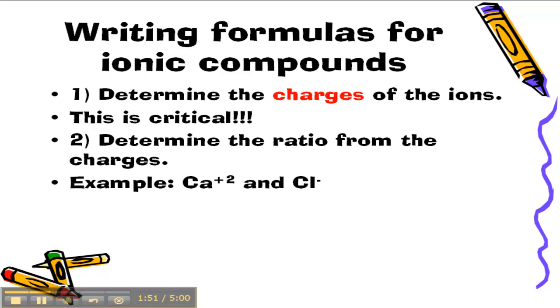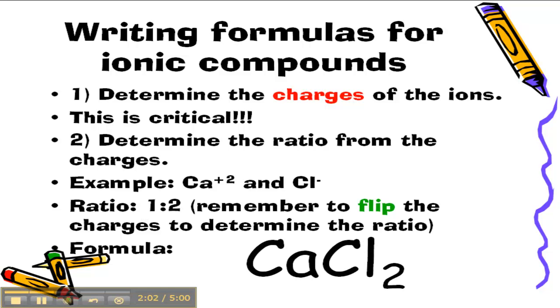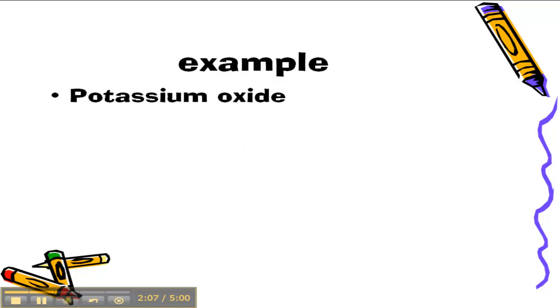So for example, if we have calcium with a +2 and chlorine with a -1, our ratio is 1 to 2. So we've flipped those. So my formula becomes CaCl2. Let's look at a couple more examples.